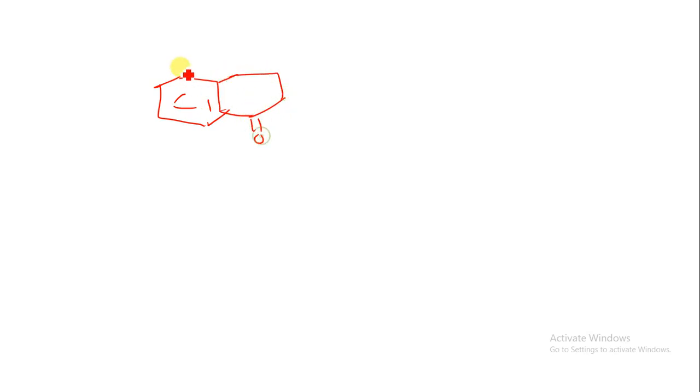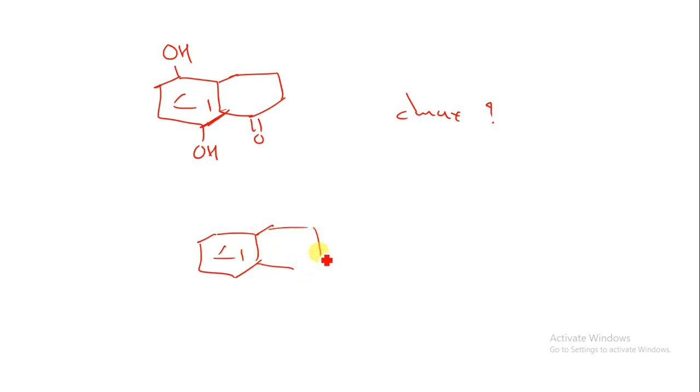Say here I am having a hydroxyl group. Just try to find out the lambda maximum for this second one. I am having a hydroxyl group over here, a Br group over here, and a hydroxyl group over here. Clear? So try to find out the lambda maximum for this.